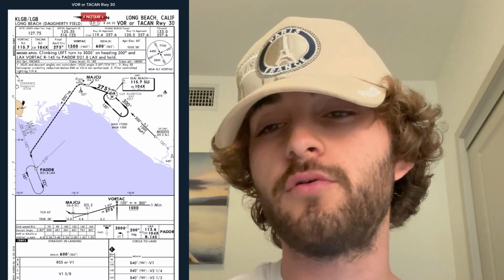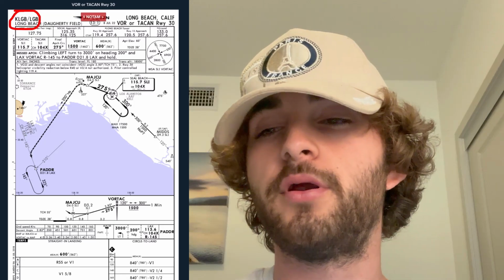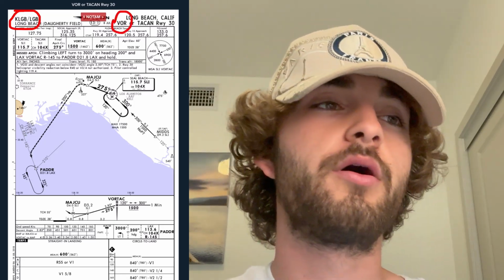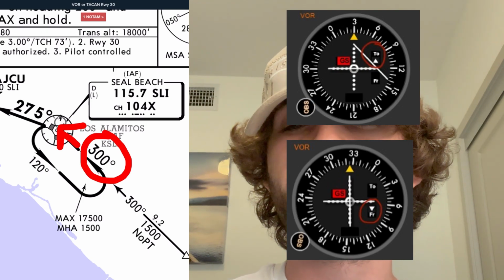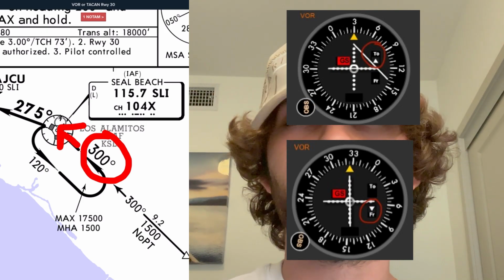In this example over at Long Beach Airport, we're going to be on the VOR approach, and you can see this published hold here. Like we were just talking about, the inbound course is going to be a 300 heading while you're pointing towards the VOR. Once you cross over the VOR, you'll see the flag swap on your VOR instrument from a to a from flag. That's how you know you have just passed over the VOR and that it's time to begin your standard rate turn.